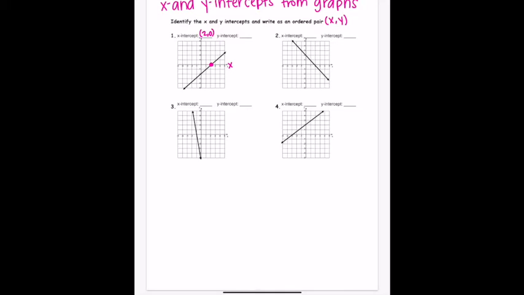Then the y-intercept, remember your y-axis goes up and down. So the line crosses the y-axis at 0, -2, because you went left or right, none, from the origin, and you went down 2. All right, number 2, the x-intercept. So this line crosses the x-axis at 2, 0 again. And the y-intercept is 0, 2.